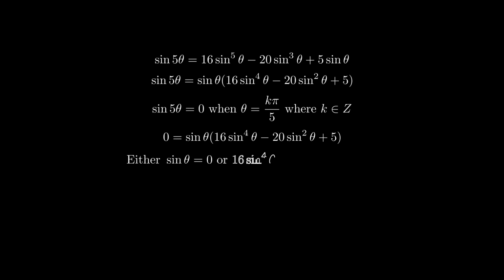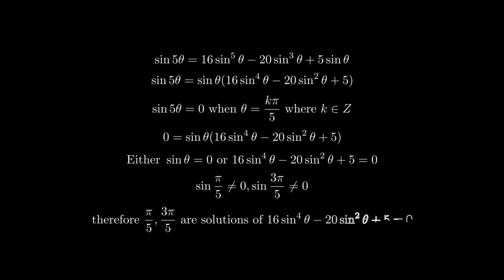Now, in order for this to go to 0, as this is two things multiplied together, either the sine theta goes to 0 or the thing inside the bracket goes to 0. Now, we know that our solutions, pi over 5 and 3 pi over 5, if we plug that into just the sine equation, sine of pi over 5 is not equal to 0, and the sine of 3 pi over 5 is not equal to 0. Therefore, the thing inside the brackets must be the thing that goes to 0. We know already that theta is going to be some multiple of pi over 5, so therefore those two solutions must solve the 16 sine to the 4 minus 20 sine squared plus 5 equation.